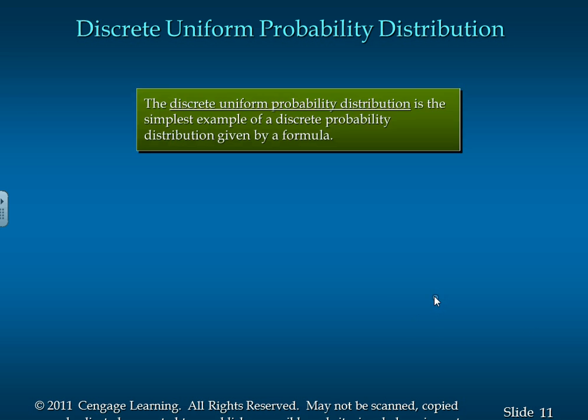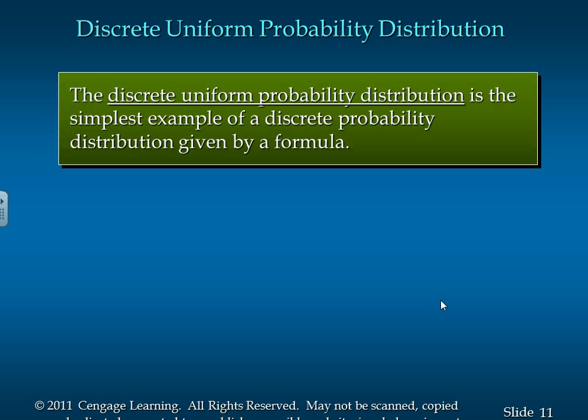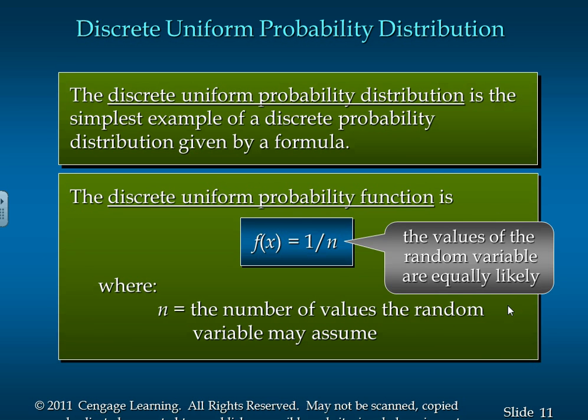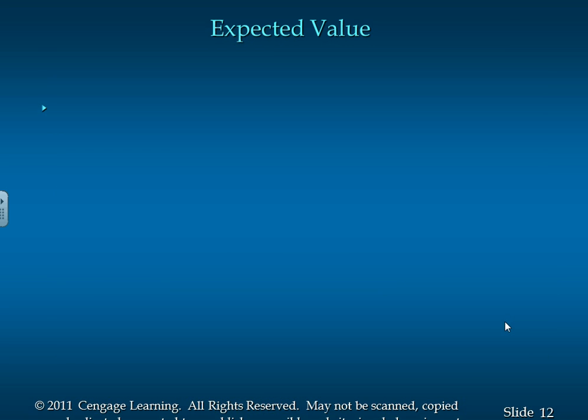Discrete uniform probability. The simplest example of discrete probability is given by a formula. The value of the random variable is equally likely. Okay, so if I have n events, and they're equally likely, then my function looks like 1 over n.